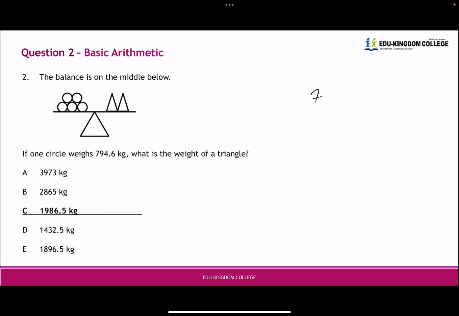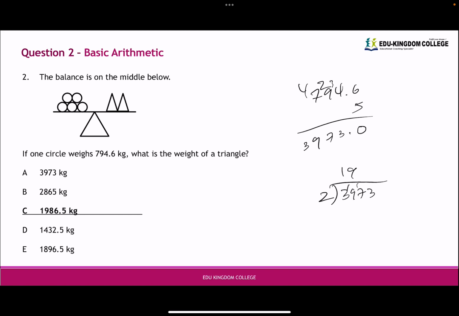Okay, so there's 5 circles, which are 794.6 kilograms. Now, to find out what all 5 circles weigh, we need to multiply them together. So 3, 23, 45, 47, and then 39. Now, altogether, the circles weigh 3,973 kilograms, but we have two triangles balancing it out. So to find out what each triangle weighs, we should divide it by 2.